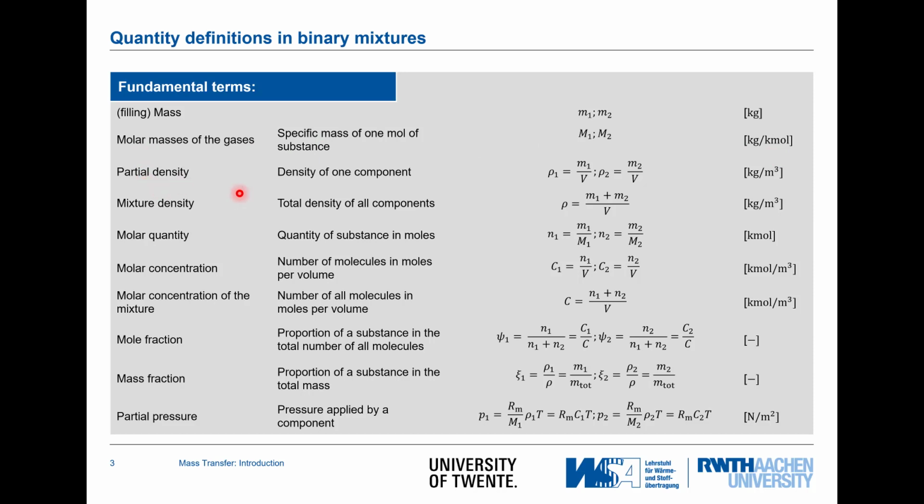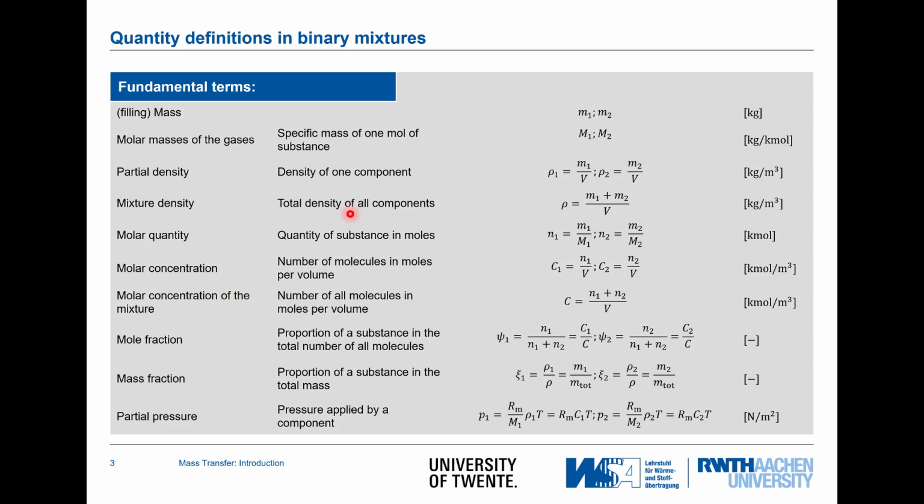The partial density is the density of one component, so this is either rho 1 or rho 2, and it's the mass divided by the volume. And again, the unit is kilogram per cubic meter. The mixture density is somehow the average density, so we sum up all components divided by V. So mixture density rho is m1 plus m2 divided by V for our binary mixture. And again, the unit is kilogram per cubic meter.